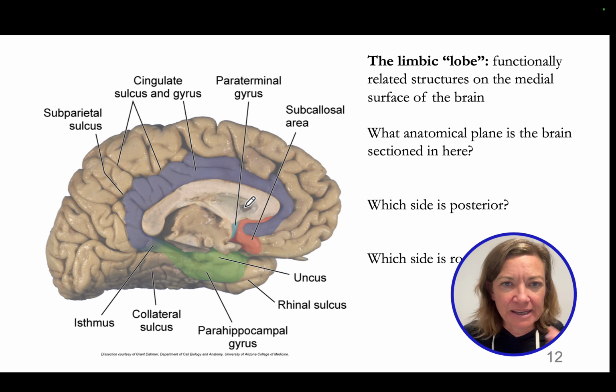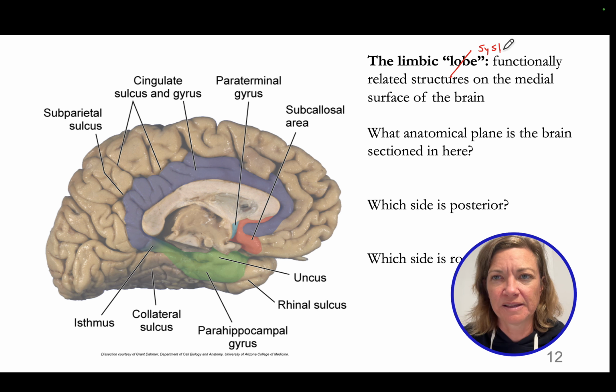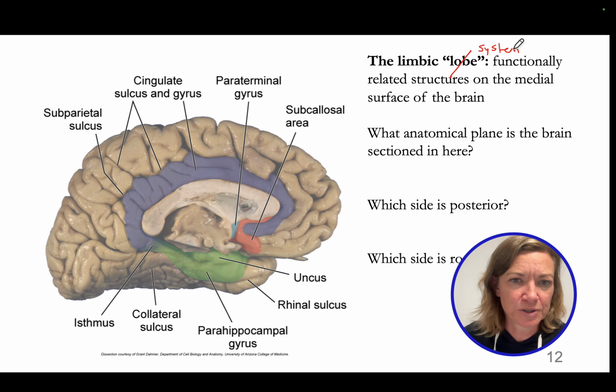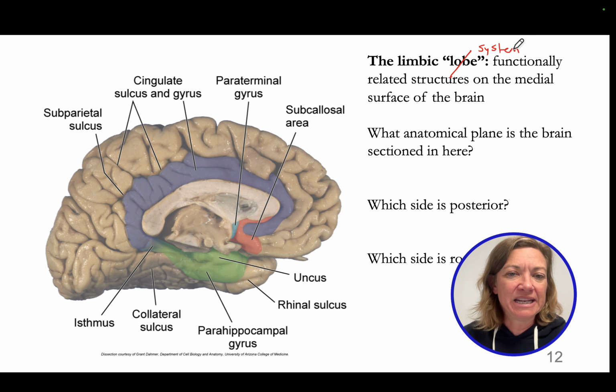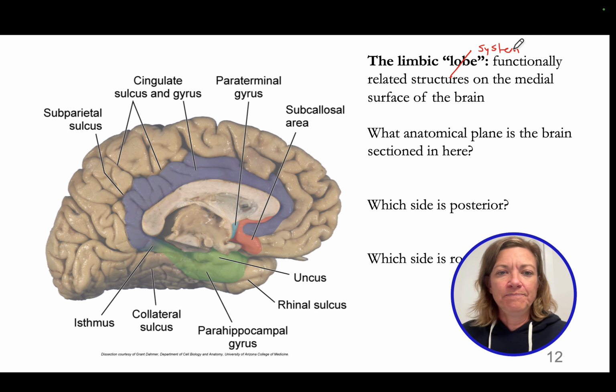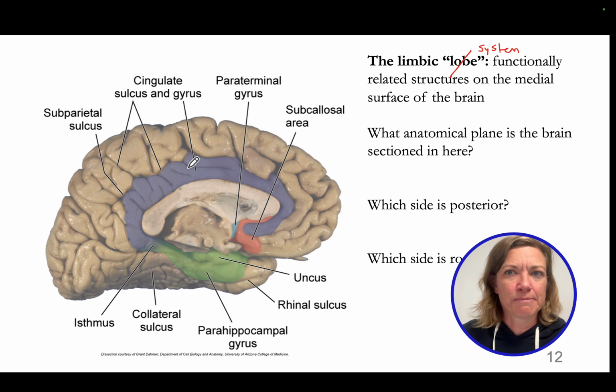This is the limbic lobe. Lobe is in quotes there because it's really properly now called the limbic system, although people use both terms. That's because it's a functionally related group of structures visible on the medial surface of the brain that aren't necessarily anatomically contiguous or continuous, but work together. This slide shows a number of the structures that most people agree are part of the limbic lobe.